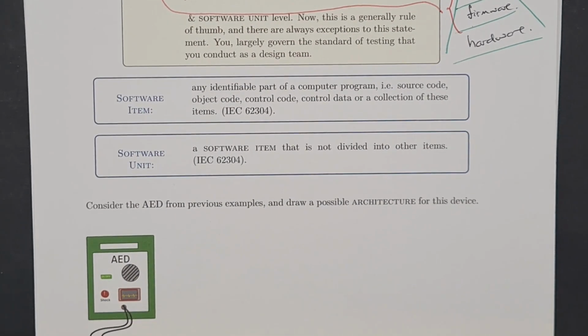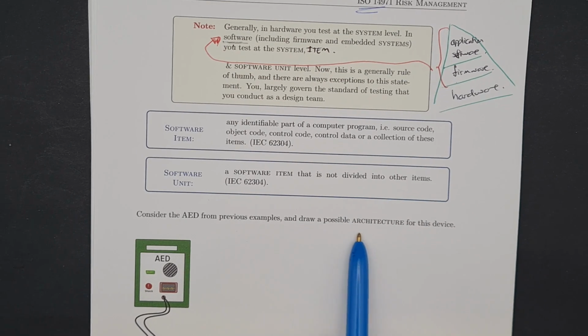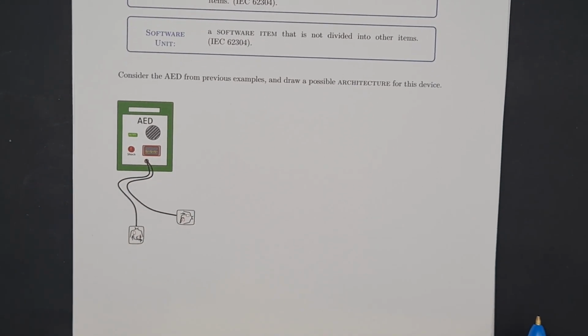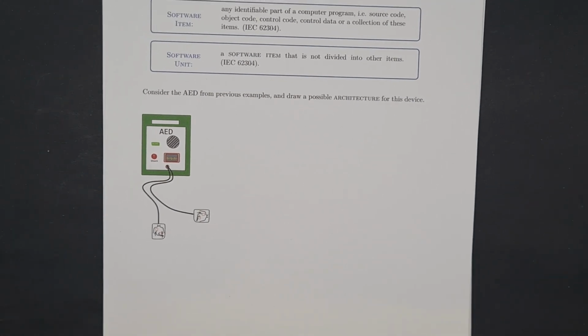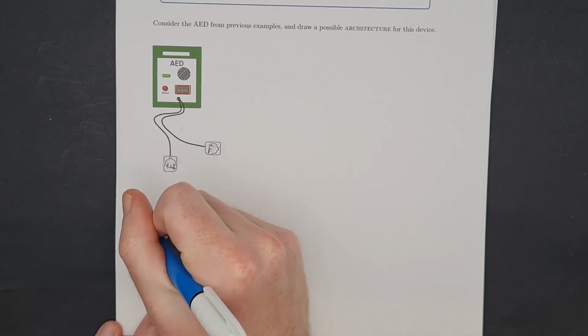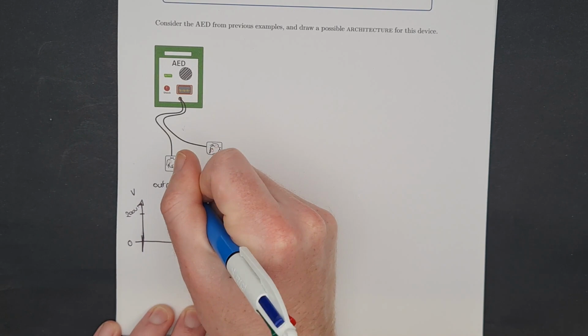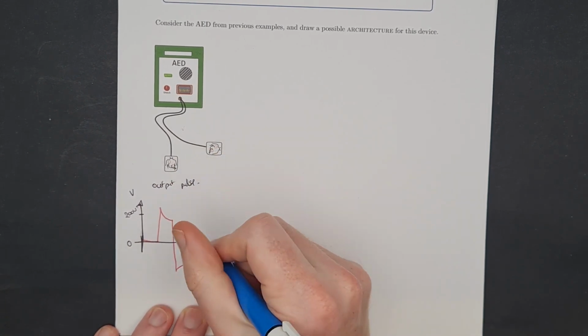Now, the next thing that we're going to do is consider the AED from previous examples, and draw a possible architecture. Now, the AED outputs a pulsed voltage onto a patient. So let's presume it's 200 volts. Say this is the output pulse. This would be a biphasic AED, and this is time.